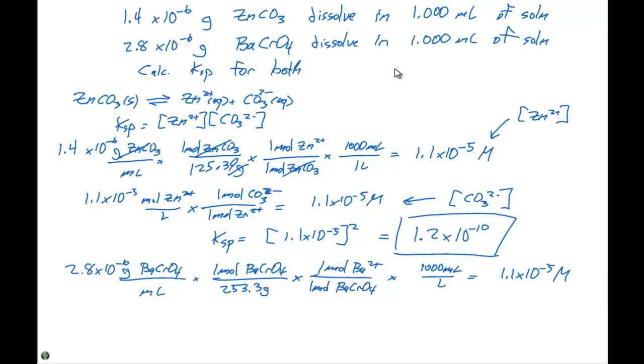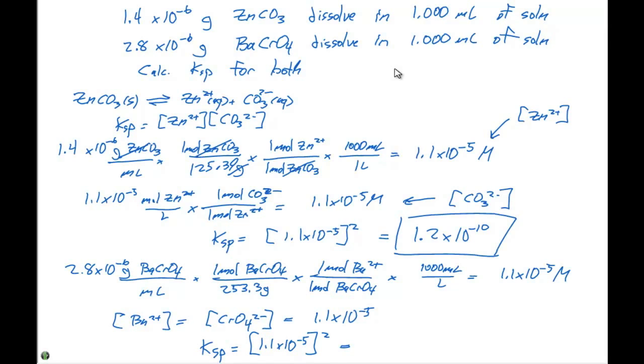If we look at our equilibrium expression, it's barium chromate in equilibrium with barium 2 plus and CrO4 2 minus. So the concentration of barium 2 plus equals the concentration of CrO4 2 minus, and they both equal 1.1 times 10 to the minus 5. The KSP is going to equal 1.1 times 10 to the minus 5, that quantity squared, which equals 1.2 times 10 to the minus 10.